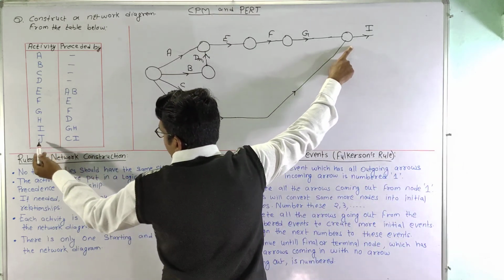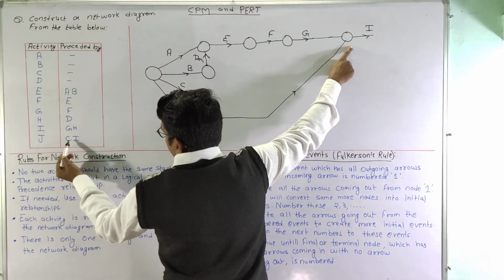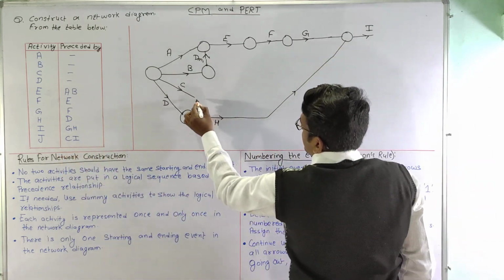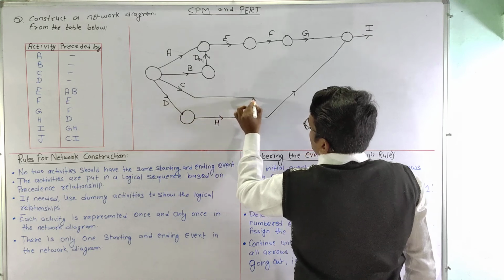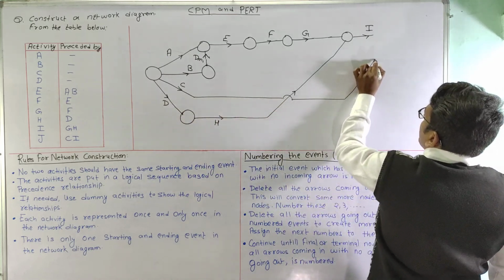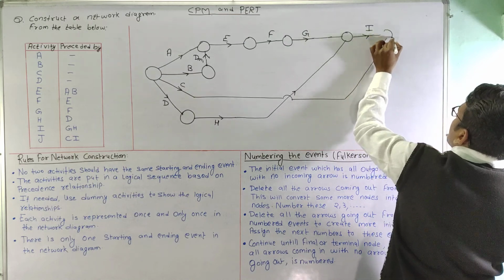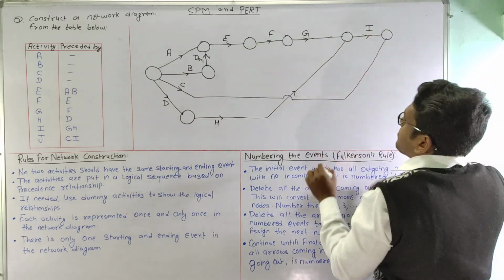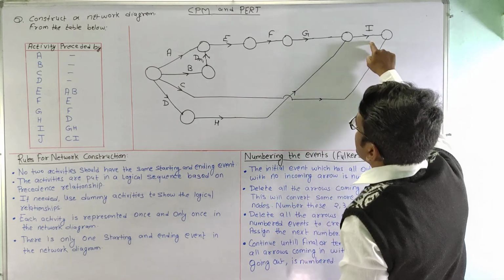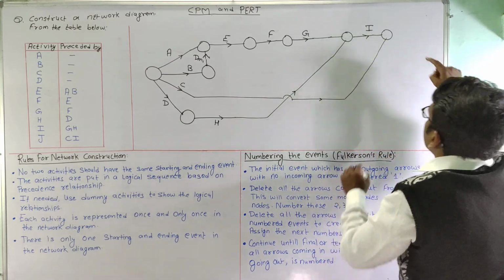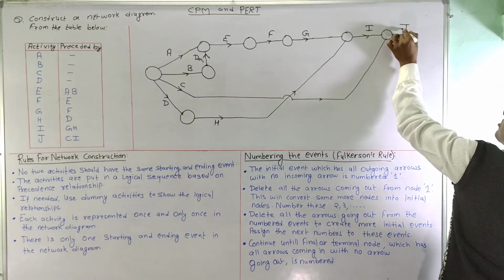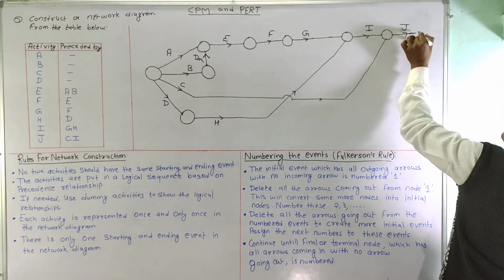Now activity J is preceded by C and I. So we can see that activity C is here. So again we need to make C here. So this is activity C and activity I, and from this event activity J has been started.